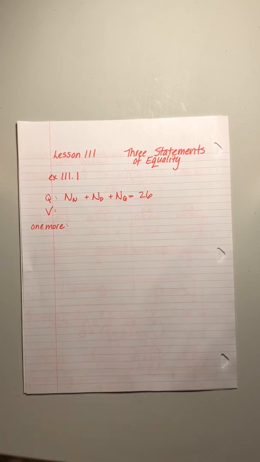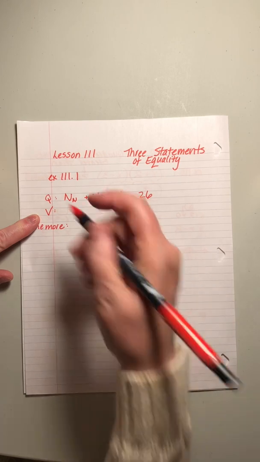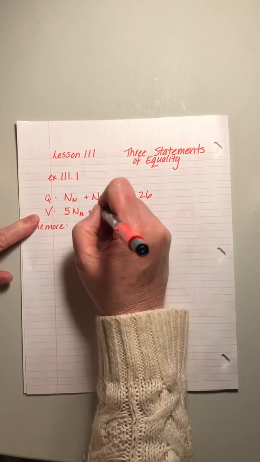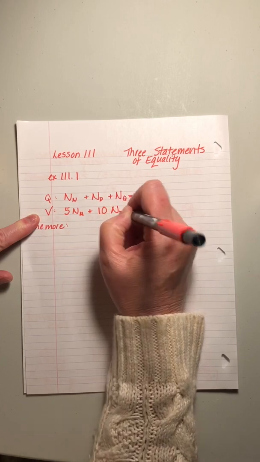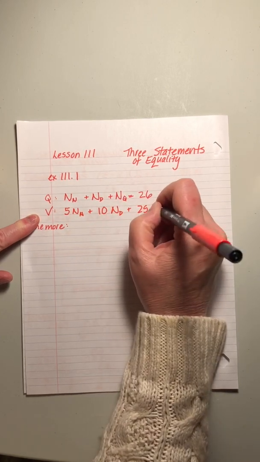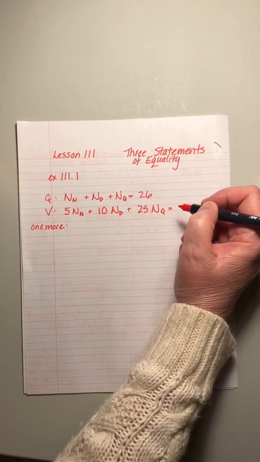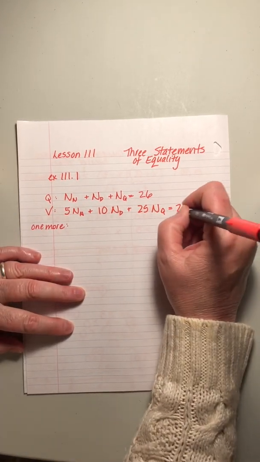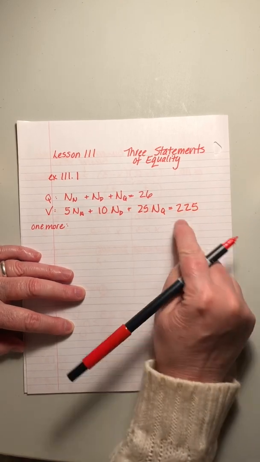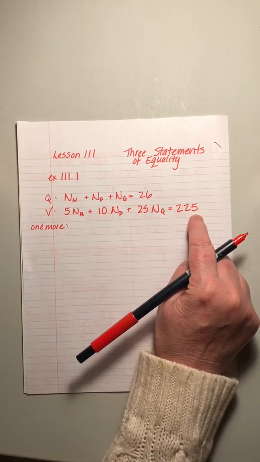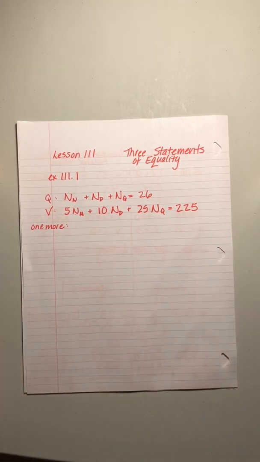Okay, we remember how this works, right? You have to multiply each coin by how many cents it's worth. 5 times the number of nickels. Dimes are worth 10 cents. 10 times the number of dimes plus 25 times the number of quarters equals $2.25, but we're going to drop the decimal out of there because we're stating this as cents, not dollars. Okay, beautiful. So far, so good.